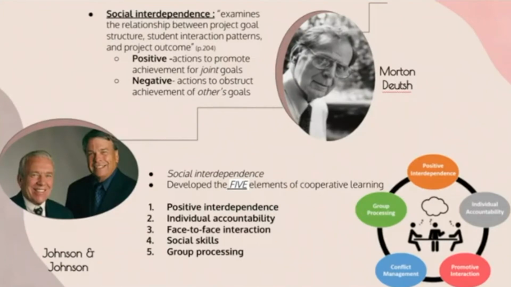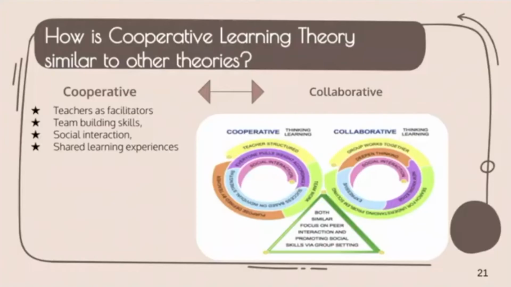dynamics previously mentioned. Not long after, Johnson and Johnson thrived off social interdependence as well and developed the 5 elements of cooperative learning, which you can see in the right-hand corner provided.